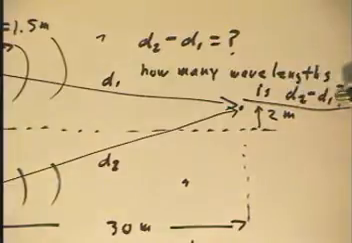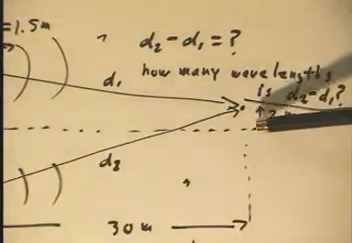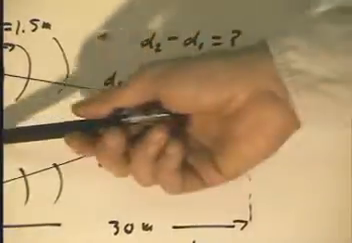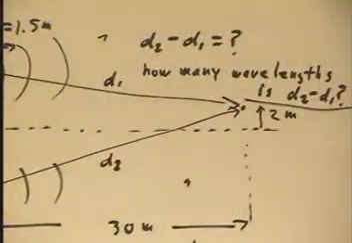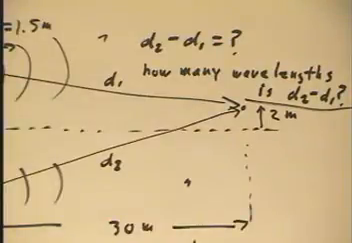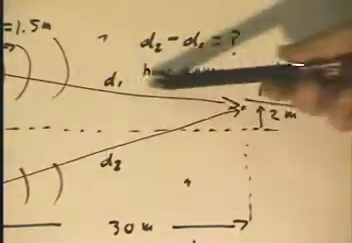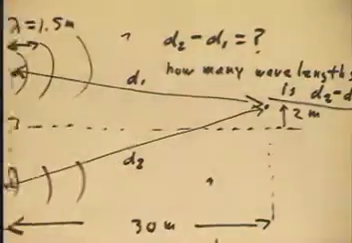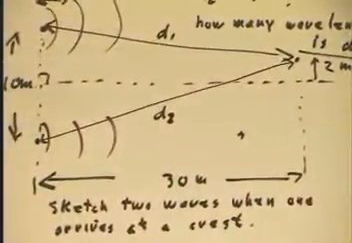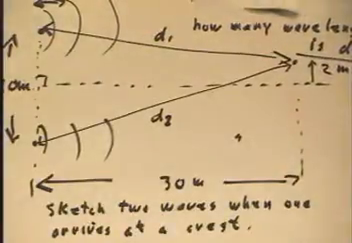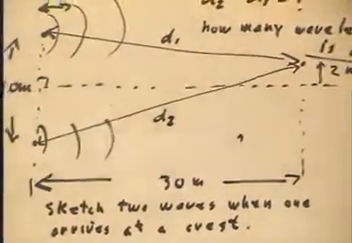that distance comprises. Now let's assume that this point is, for starters, 2 meters from this axis of symmetry. Then we want to determine how many wavelengths of difference there is in the 2 paths. Okay? And then we want to make a sketch of the 2 waves when the first one is arriving with a crest.